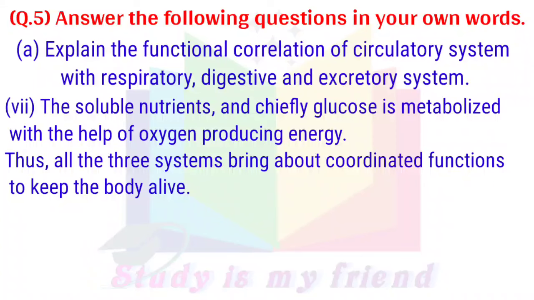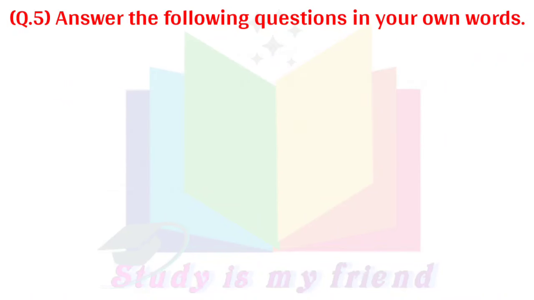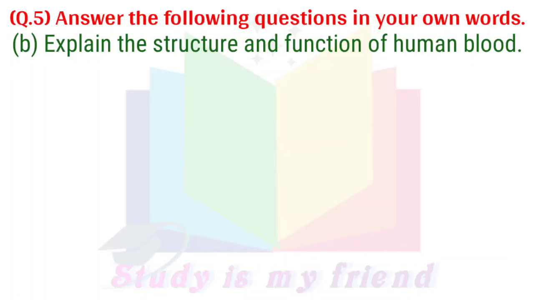7. The soluble nutrients, chiefly glucose, are metabolized with the help of oxygen, producing energy. Thus, all the three systems bring about coordinated functions to keep the body alive. B. Explain the structure and function of human blood.